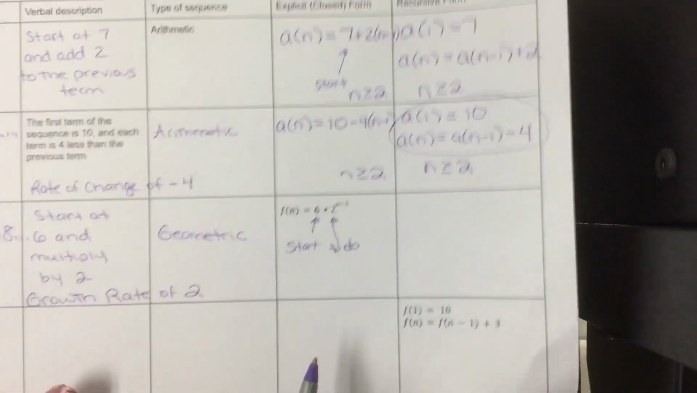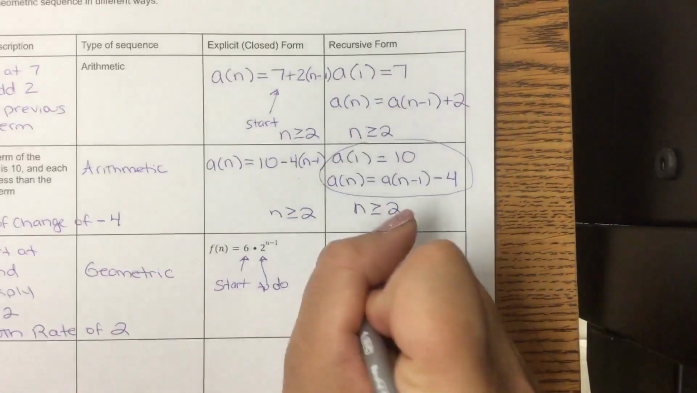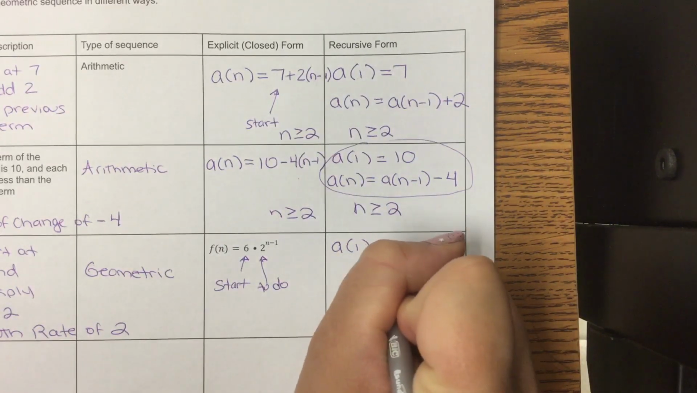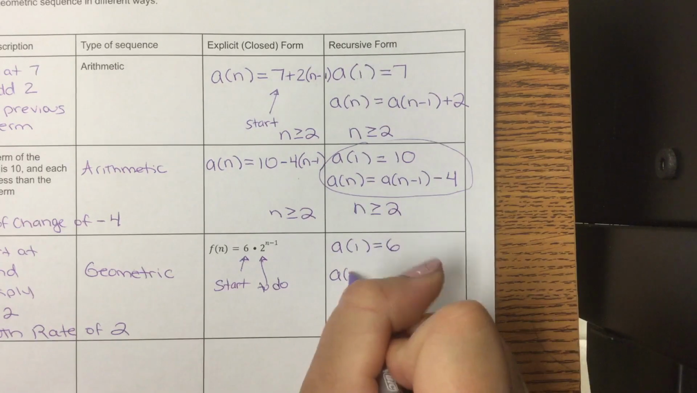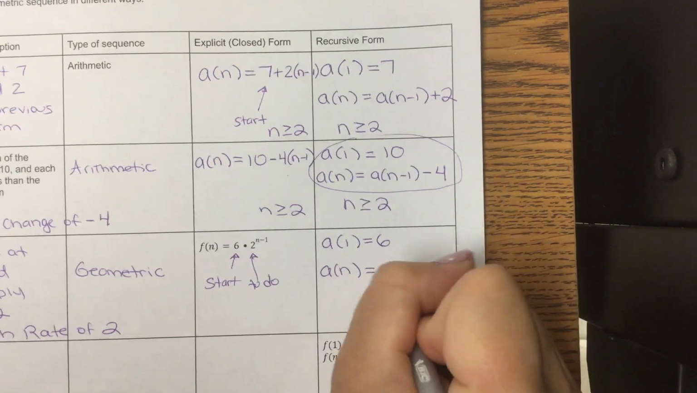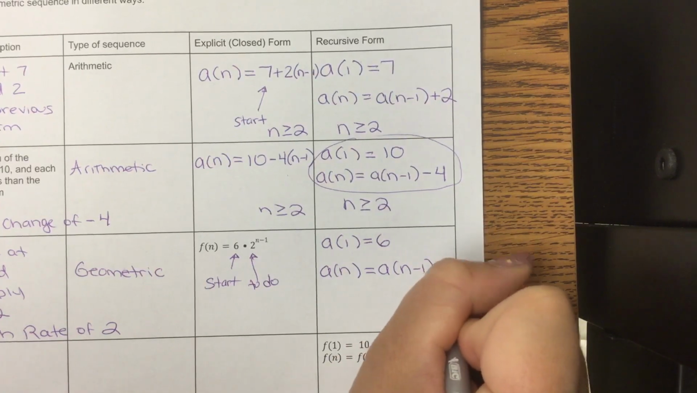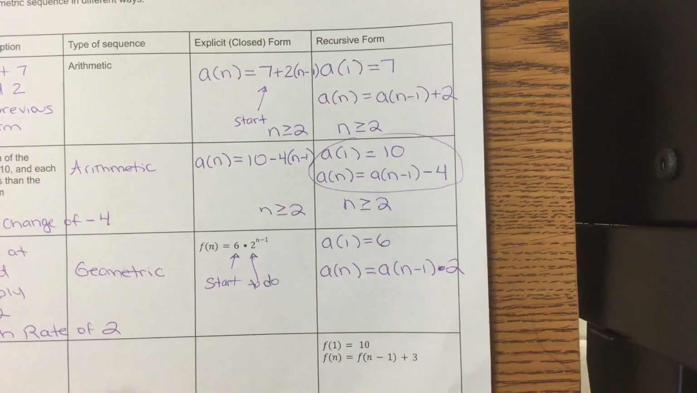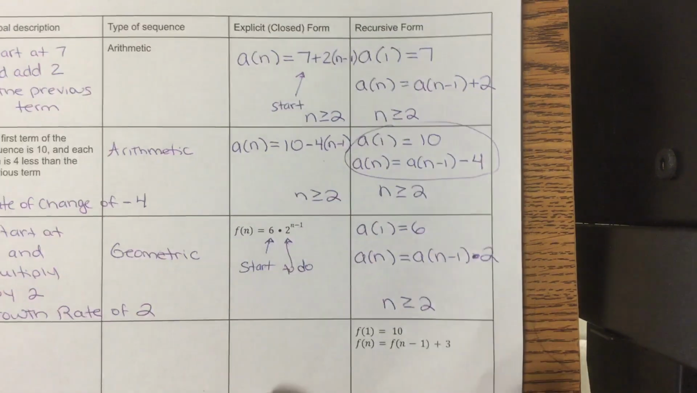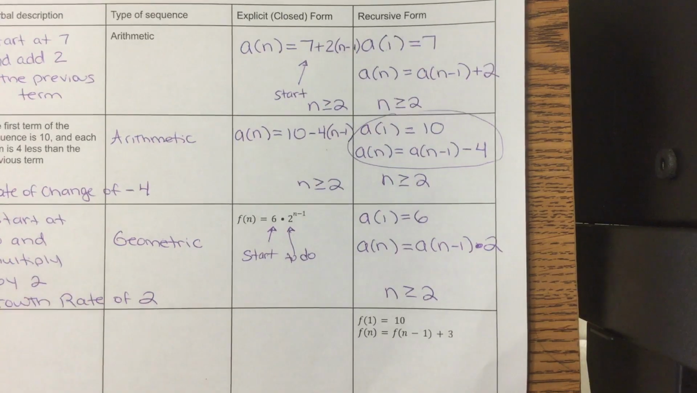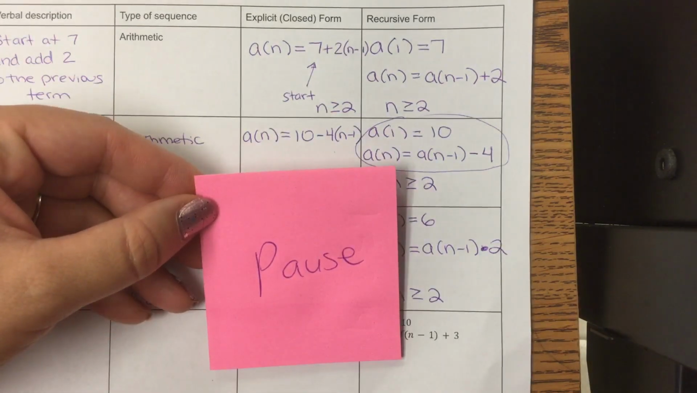So our last piece is the recursive formula. So I tell the person where to start. So A of 1 or F of 1, whatever you're going to name your sequence. A of n equals A of n minus 1, and I'm multiplying by 2 each time. And then if I wanted to say n is greater than or equal to 2, I could also add the inequality. Okay, so pause and try the fourth example now.